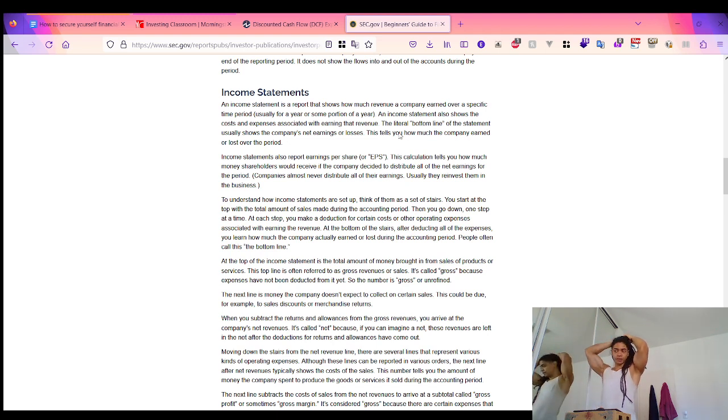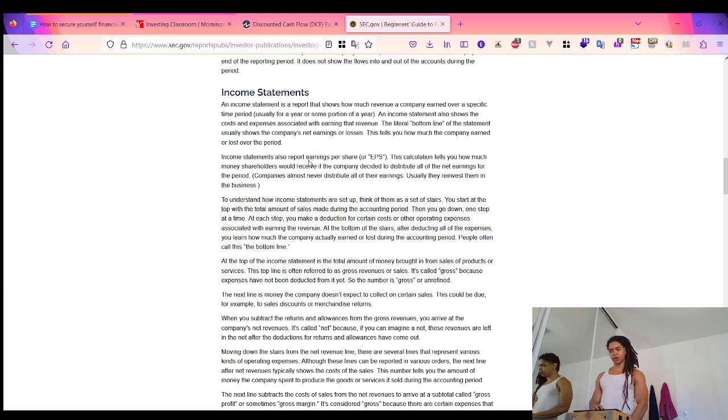So the bottom line of the statement usually shows the company's net earnings or losses. And this tells you how much the company earned or lost over the period.